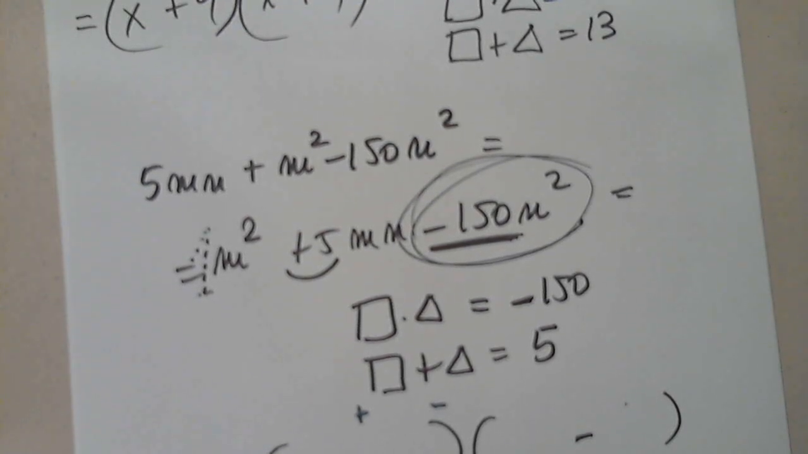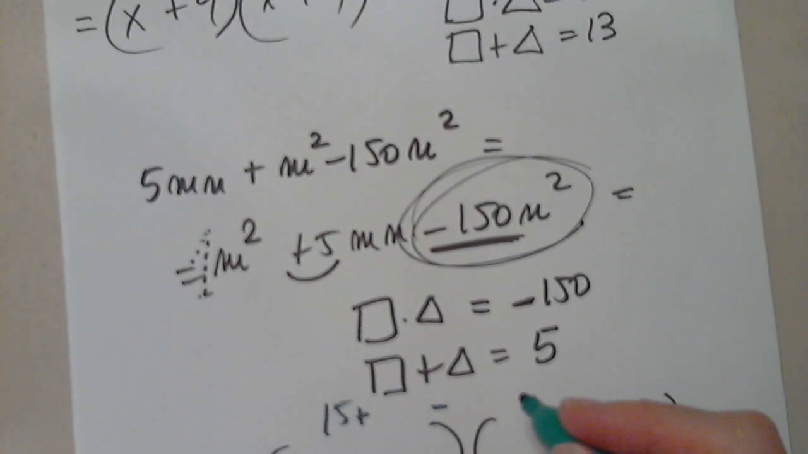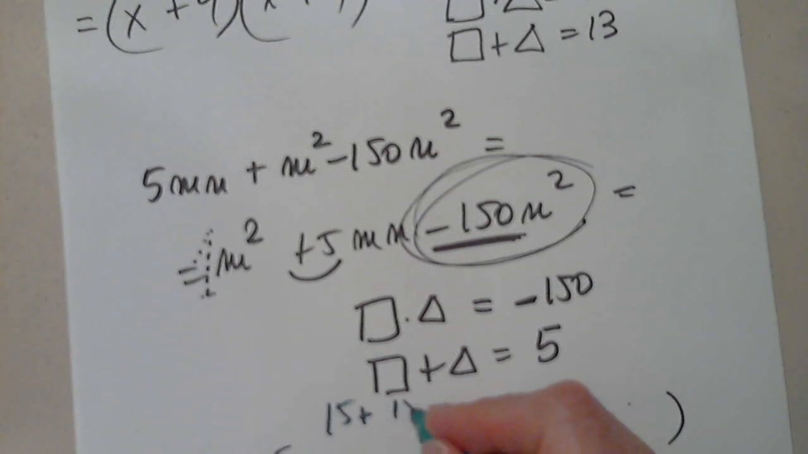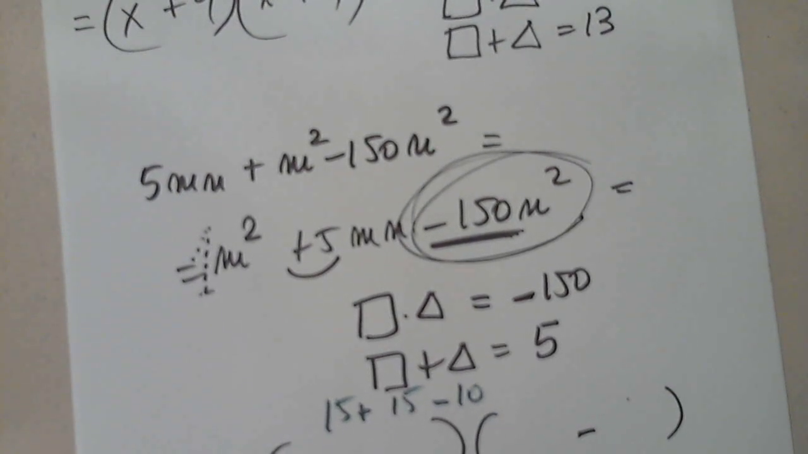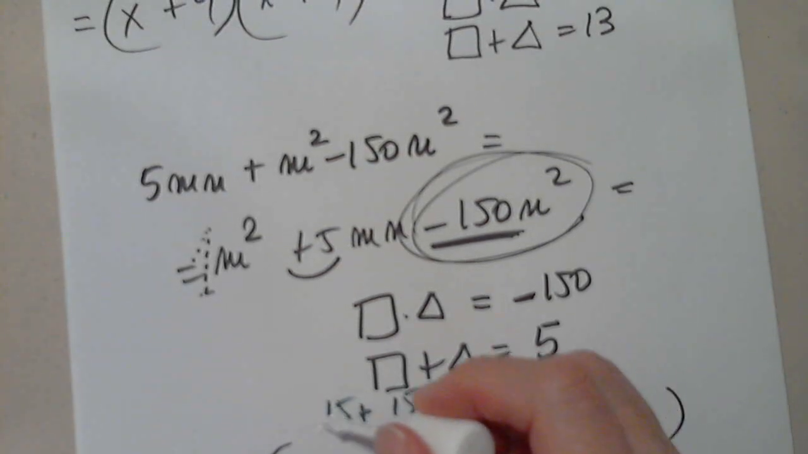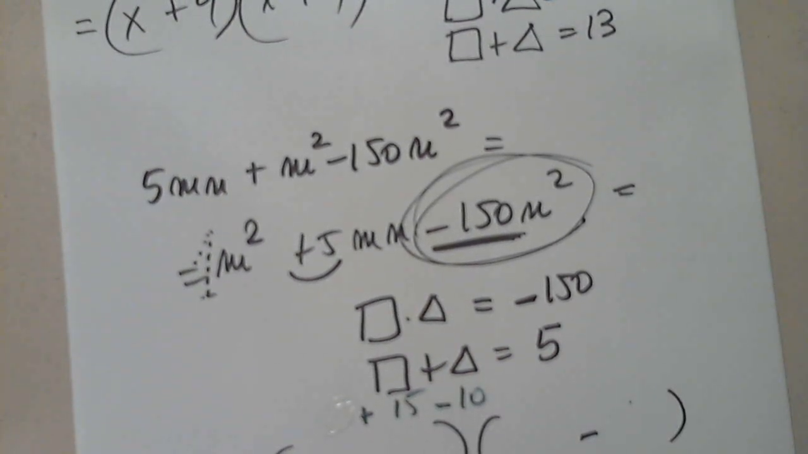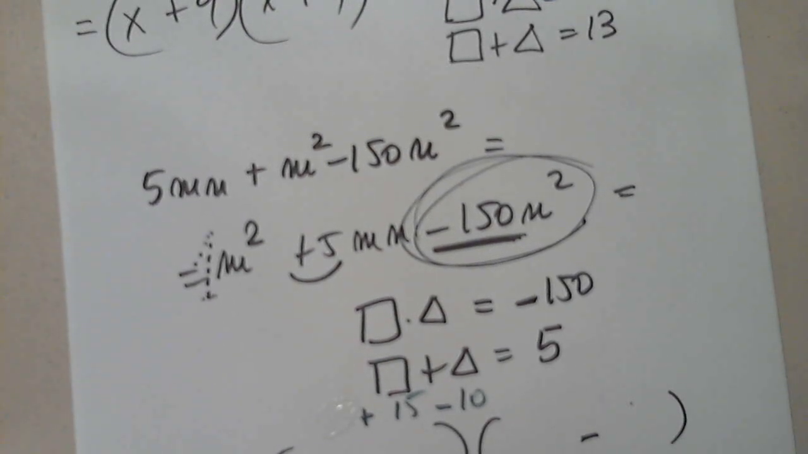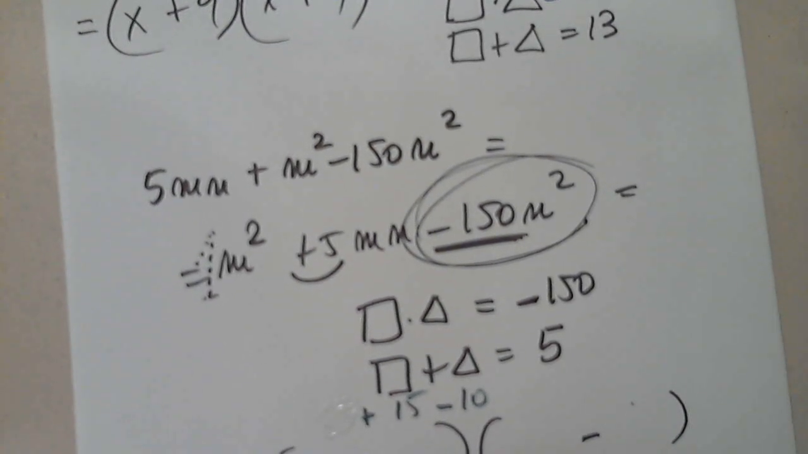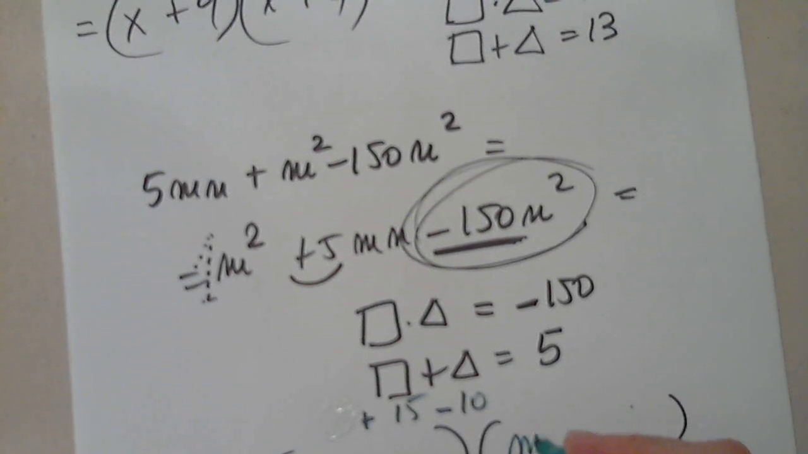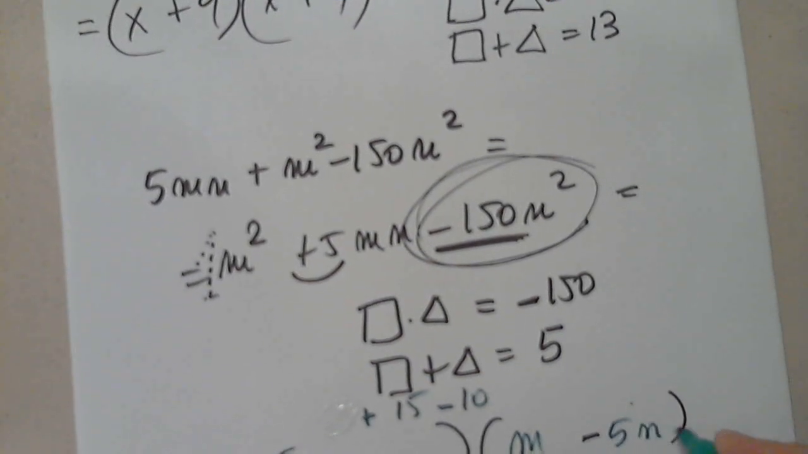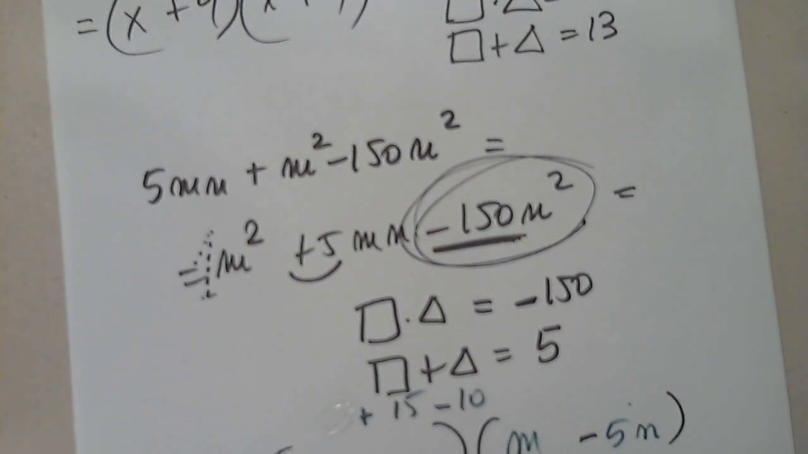Is it 15 and negative 10? 15 and negative 10. I meant to put it here. The product is indeed negative 150, thank you so much, and the sum is indeed 5. And that's it, that's all we needed to do. So the answer is (m + 15n) and (m - 10n)... it takes 5 seconds to check.